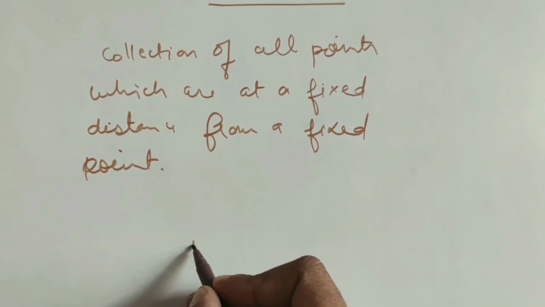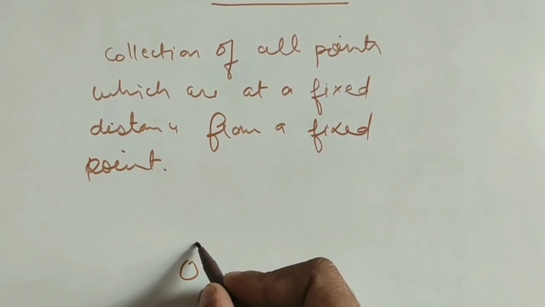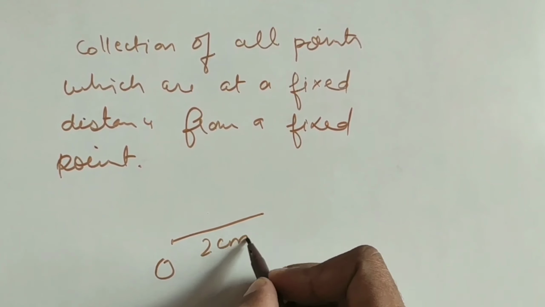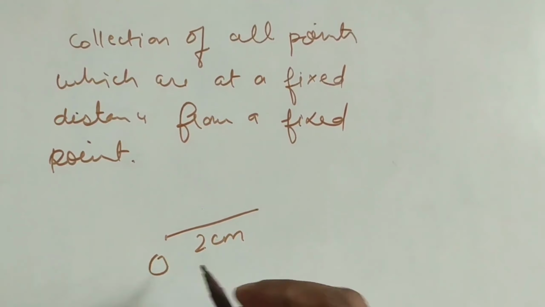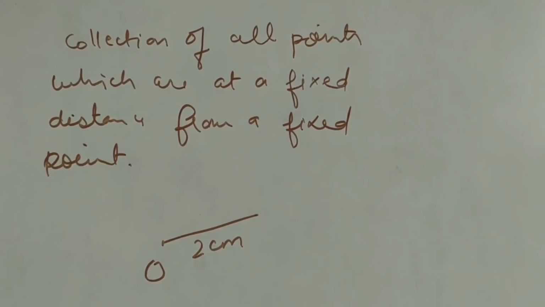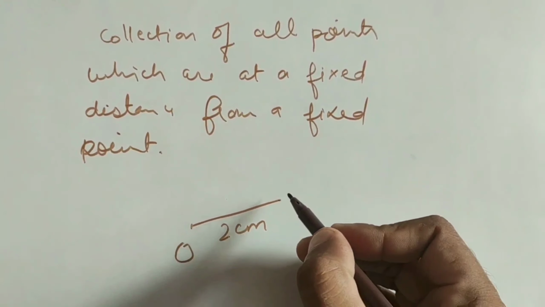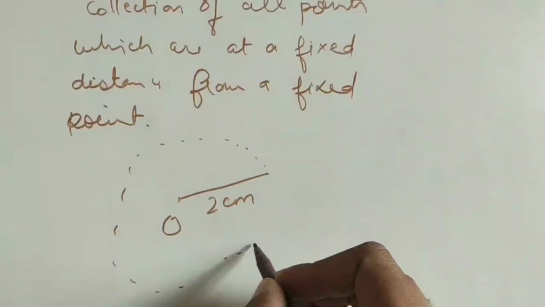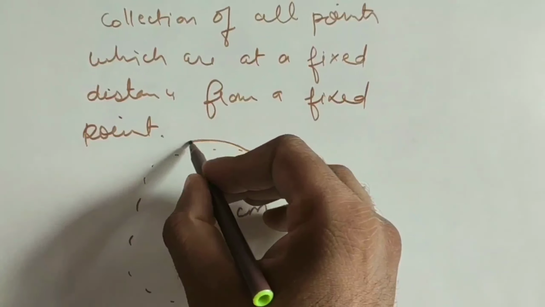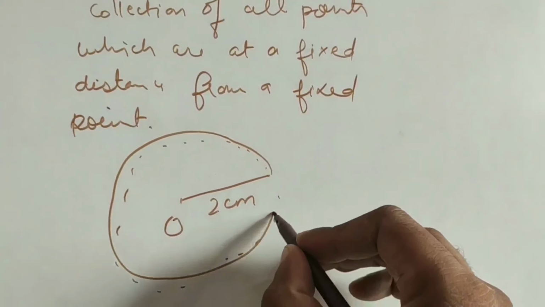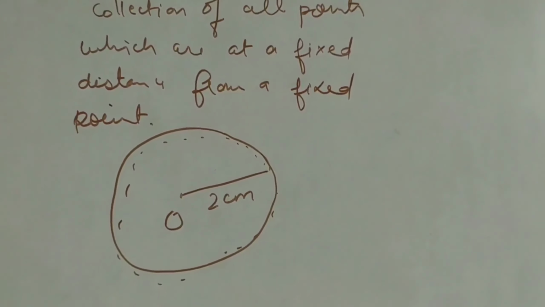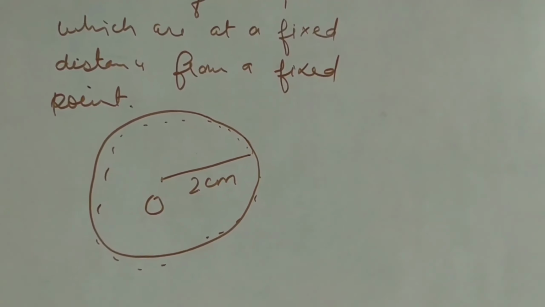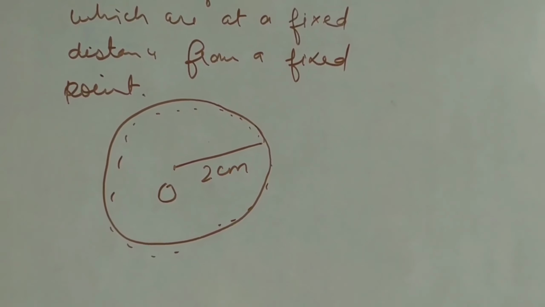Suppose this is the fixed point O, and suppose we are collecting all the points which are at a distance of, suppose, 2 centimeters from O. If I collect all these points, the shape formed will be termed as the circle. A collection of all the points which are at a fixed distance from a fixed point is called the circle. The figure which we get will be the circle.